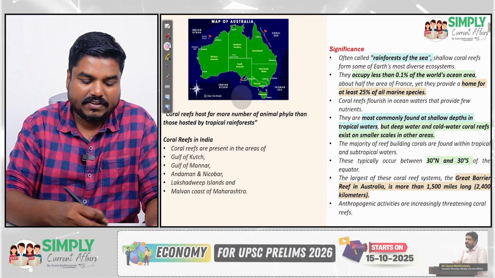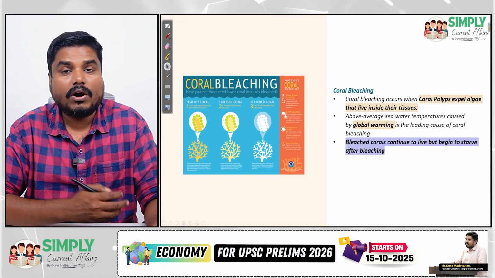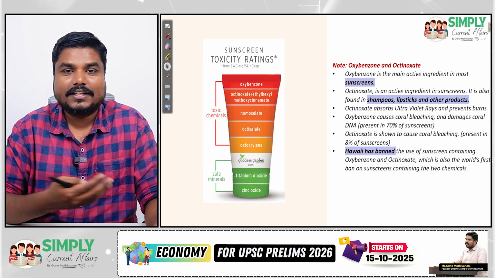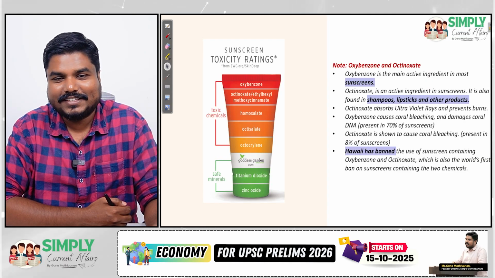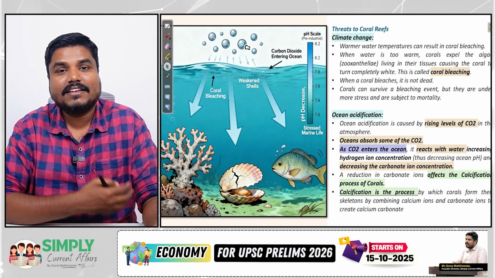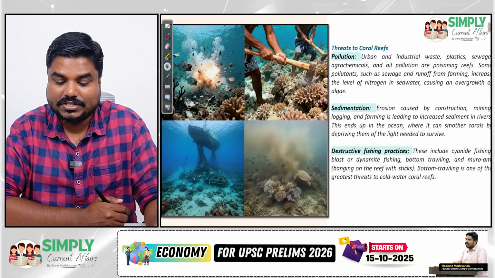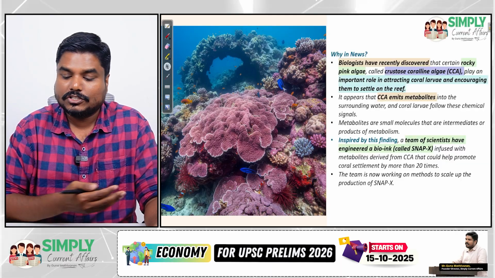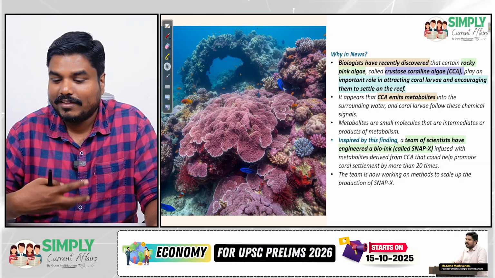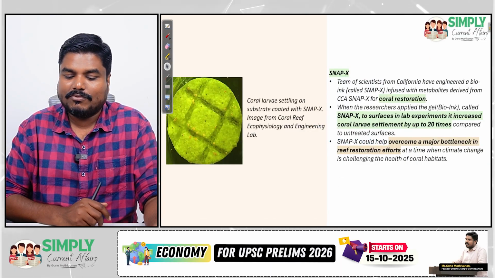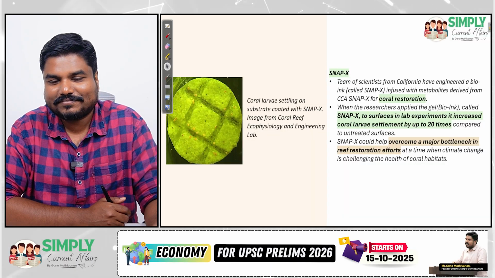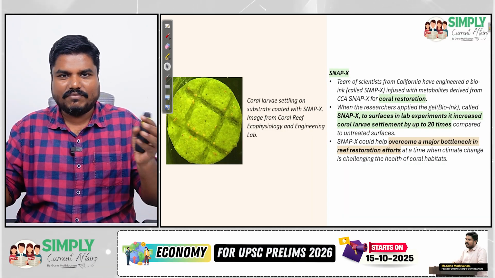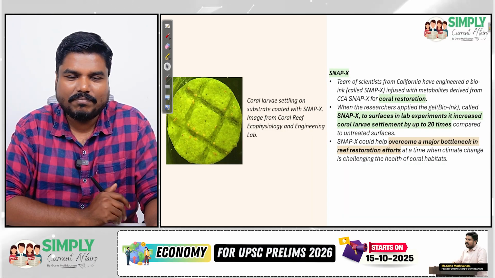Here I have given the significance of the corals. What is coral bleaching? The role of sunscreen lotions, information I have given here. Threats to the corals: climate change, ocean acidification, pollution, sedimentation, destructive fishing practices. So why was it in the news? What biologists discovered, that I have explained. What is SnapX? So I hope you got clarity. All the notes I have given here will be useful for both your prelims and mains.